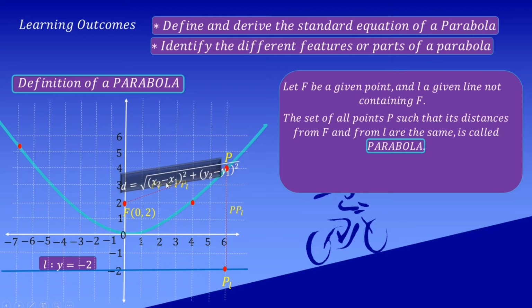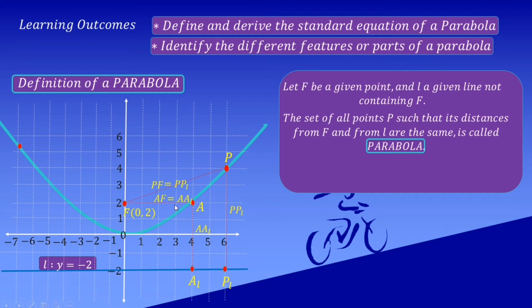That is the square root of the quantity x sub 2 minus x sub 1 squared plus the quantity y sub 2 minus y sub 1 squared. So, meron tayong another point here, the A. So, the distance between A and F is AF, and the distance between A and the point on the line is A sub L. And this side is also equal to AF. So, it makes a parabola.